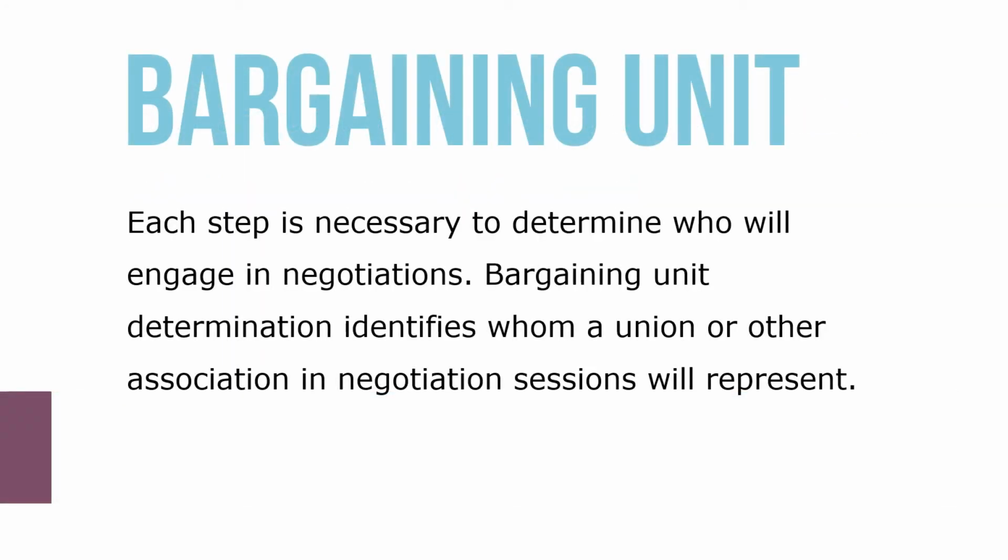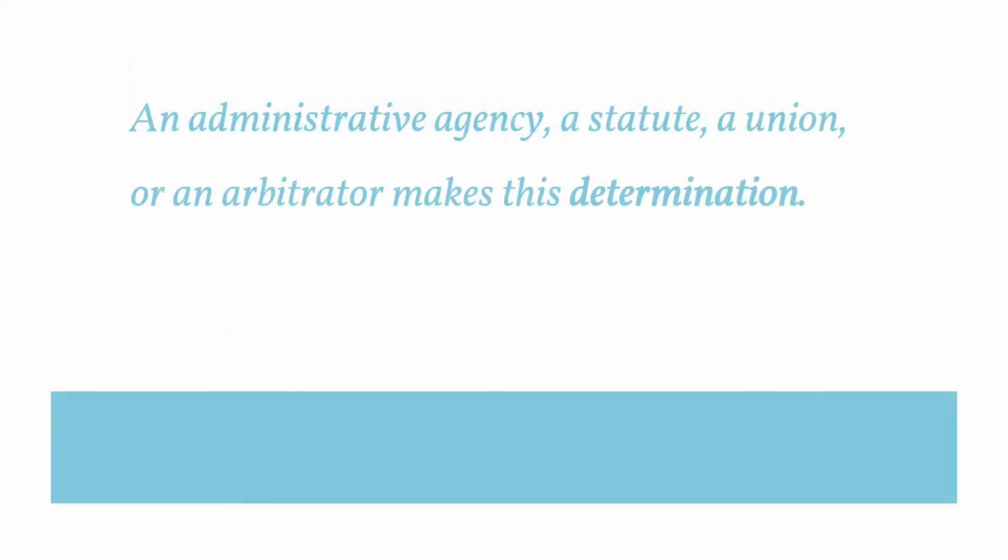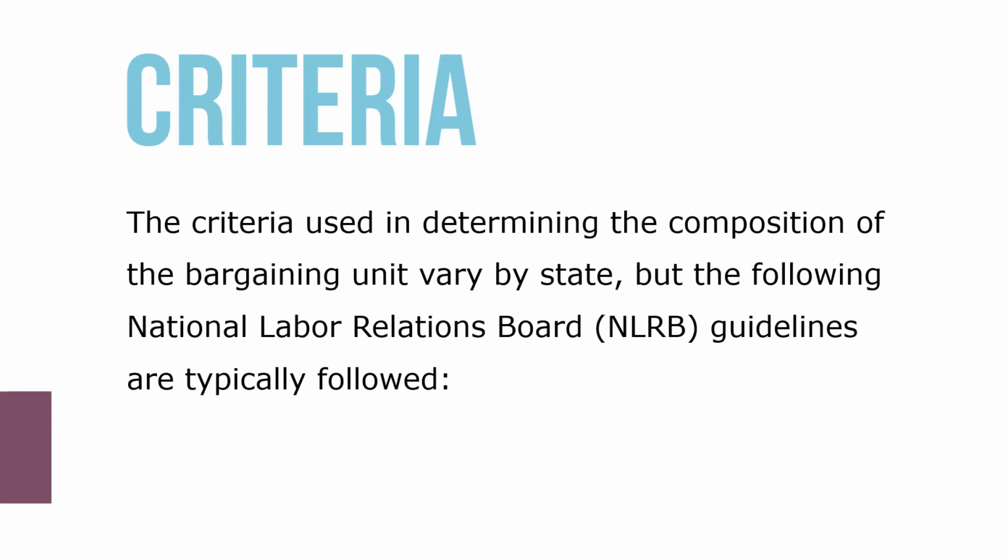Each step is necessary to determine who will engage in negotiations. Bargaining unit determination identifies whom a union or other association in negotiation sessions will represent. An administrative agency, a statute, a union, or an arbitrator makes this determination. The criteria used in determining the composition of the bargaining unit vary by state, but the following National Labor Relations Board or NLRB guidelines are typically followed.